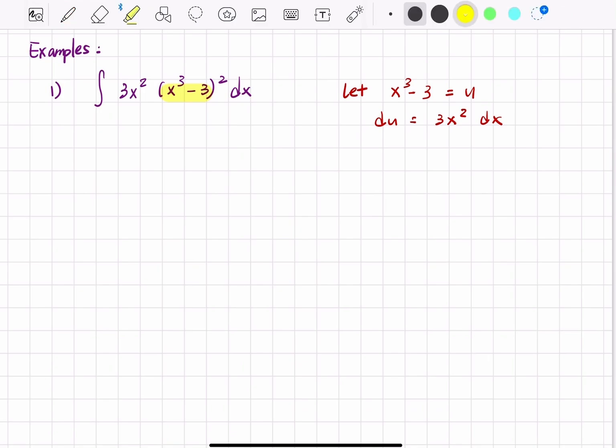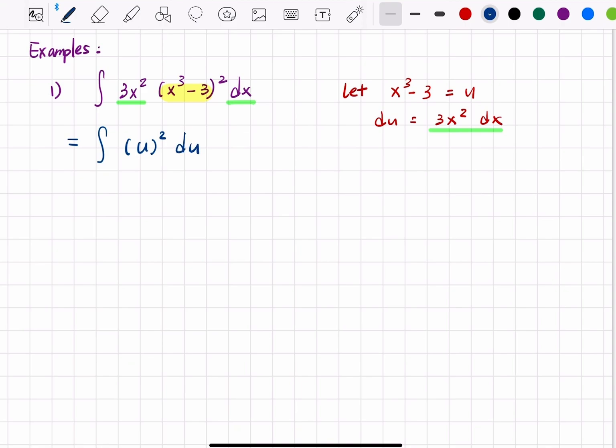We see that 3x squared dx, we can find the exact terms inside our original problem. So now we can simply rewrite it as u squared du. Let's remove the parentheses. So u squared du.